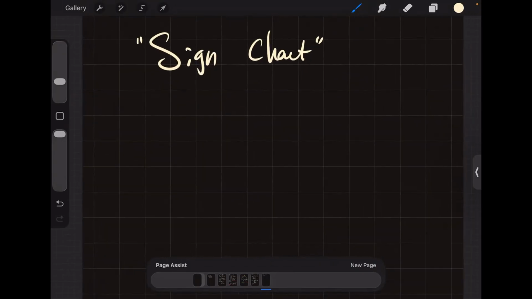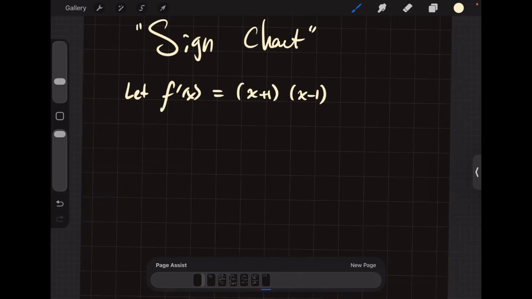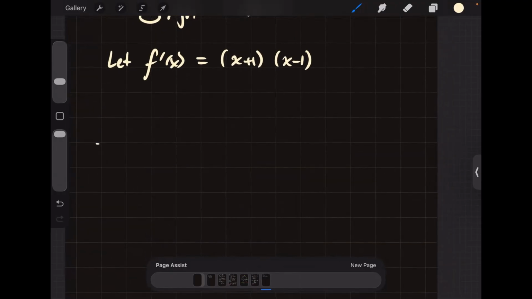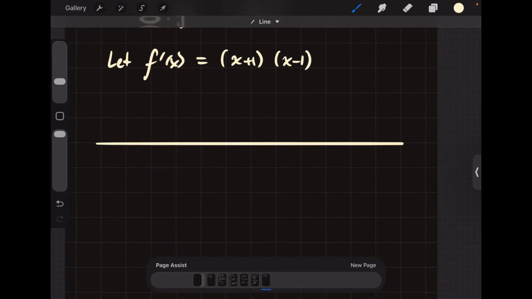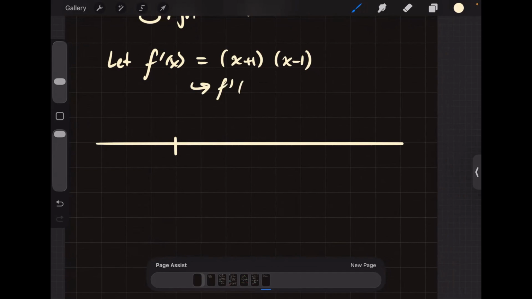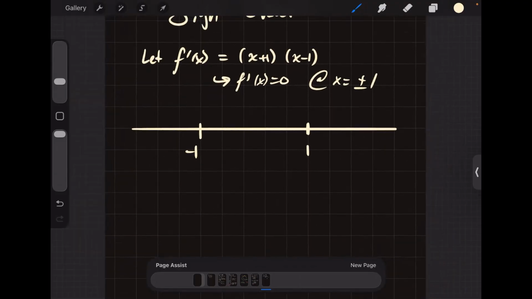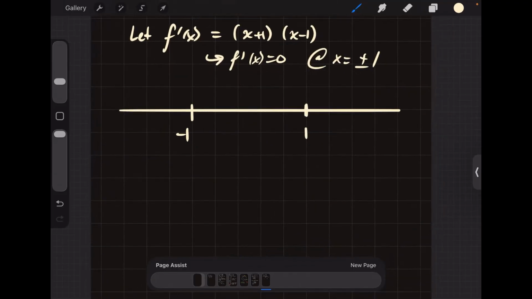So suppose we already found a derivative, right? Let's say f prime of x is equal to (x plus 1)(x minus 1), right? This is what a sign chart looks like. Know that f prime of x equals 0 at x equals positive and negative 1, right? So we'll put negative 1 here and positive 1 here. Okay, we're going to start picking some numbers. Please pick nice ones.